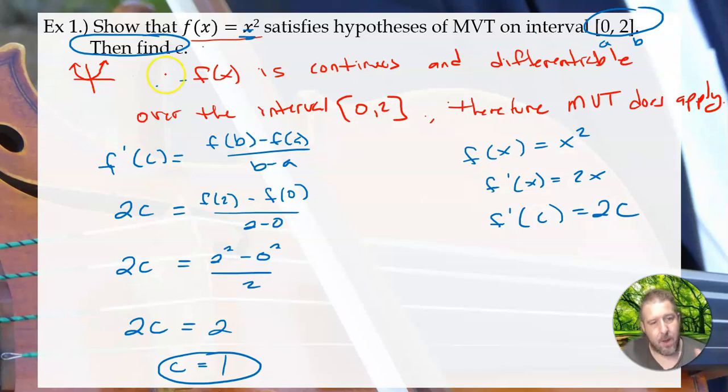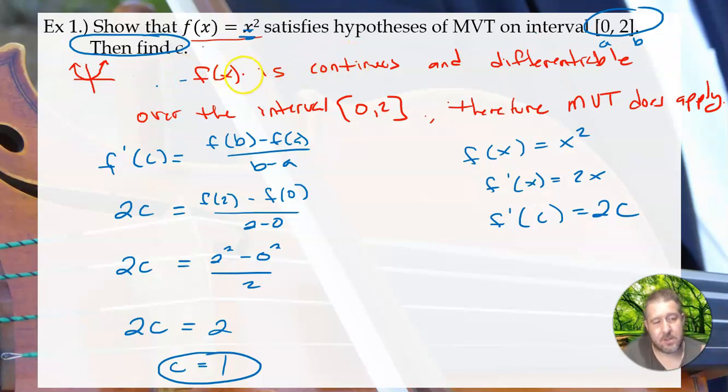All right, so in order for MVT to be applied, it must have all of that criteria. And on the AP exam, you must state that, as I've stated here on the paper. This is an example. Keep in mind, you don't have to write it exactly like me. You just have to have the same information included. Show that f of x equals x squared satisfies the hypothesis for MVT on the interval from 0 to 2. That is a closed interval from A to B. Then find C.